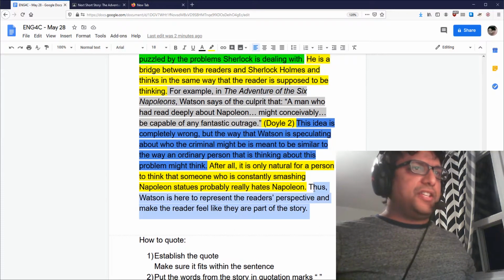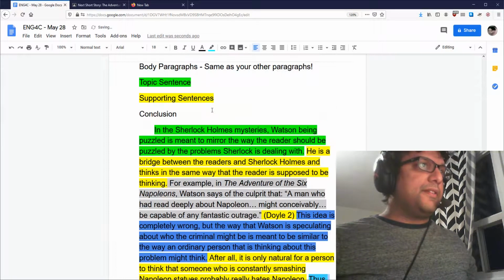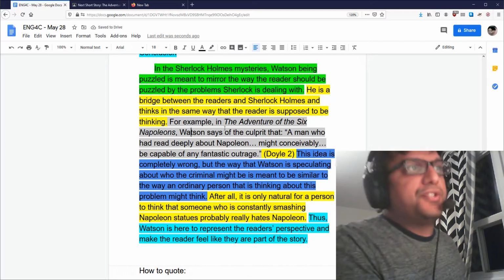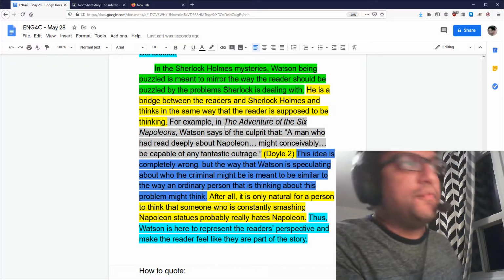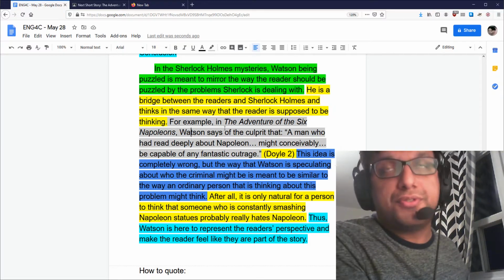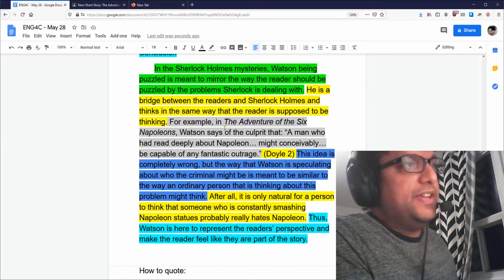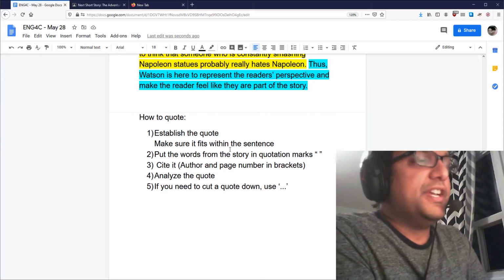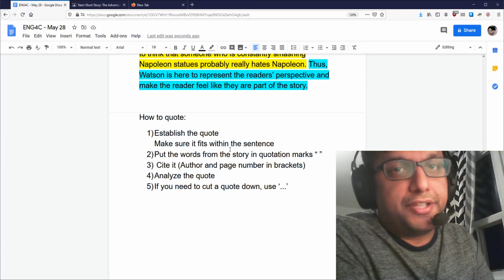Anyway, the last thing you should do, of course, is make a concluding sentence, because you still need to do that in essays too. But other than that, it is just like that, right? So the one new thing you might need to do in your essays here is quote, but you don't have to, by the way. I'm not looking for, oh, there has to be 5 quotes or something in your essay. No, you have as many quotes as you want. But quoting is a good thing, and you should do it, right? And just remember my 5 rules for that. Establish the quote, put the words from the story in quotation marks, cite it, analyze the quote, and use ... in order to cut it down.